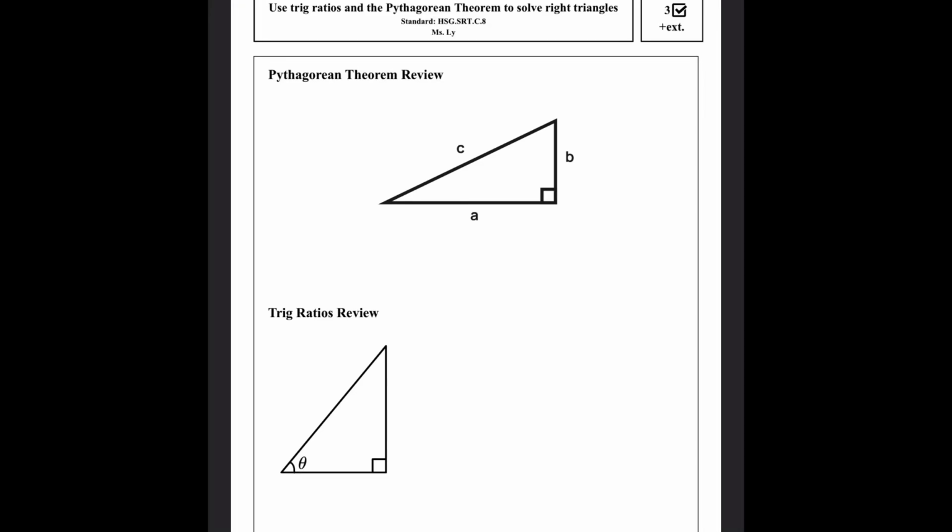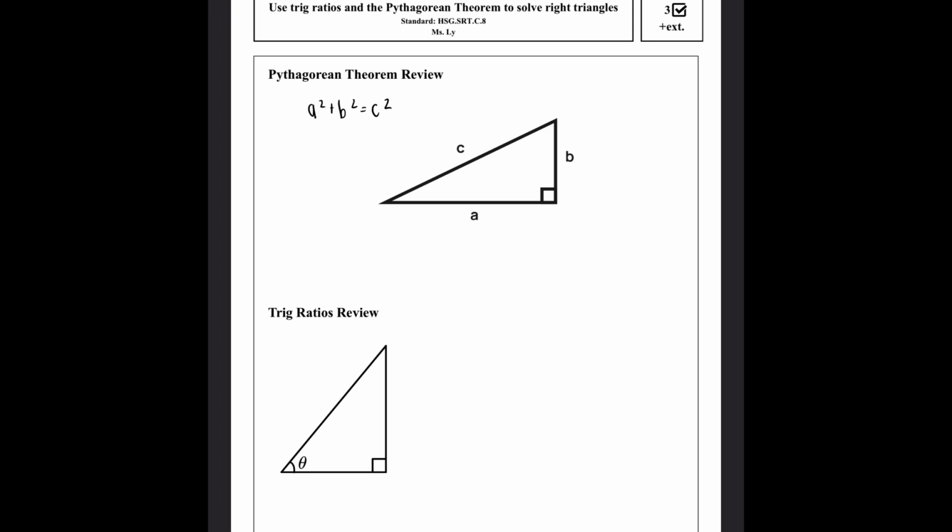This lesson is High School Geometry, Similarity, Right Triangles, and Trigonometry, C8. Today we will use trig ratios and the Pythagorean Theorem to solve right triangles. The Pythagorean Theorem is a squared plus b squared equals c squared.